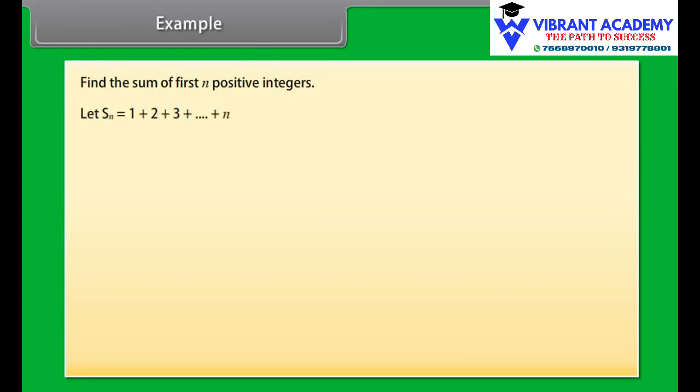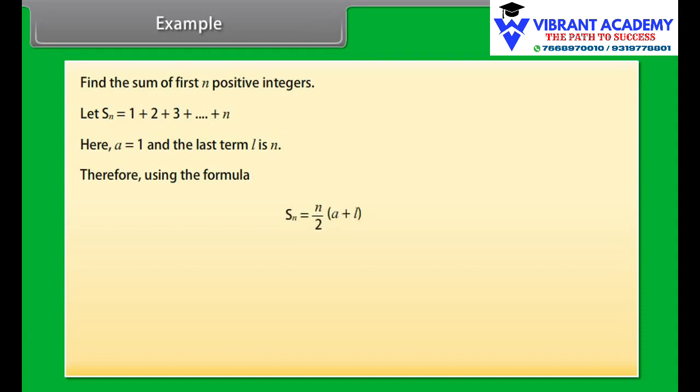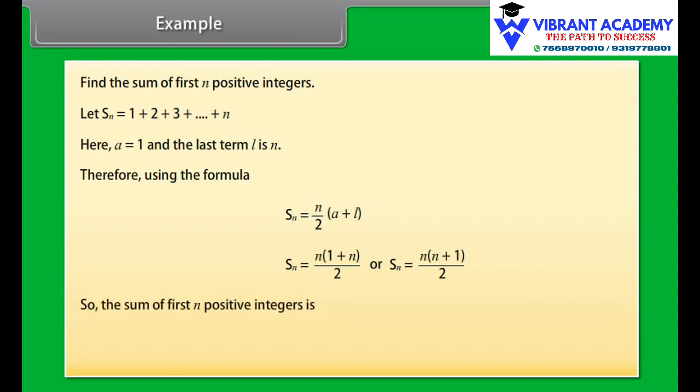Find the sum of first n positive integers. Let Sn be equal to 1 plus 2 plus 3 plus so on plus n. We can see that here a is equal to 1 and the last term l is n. Therefore, using the formula Sn is equal to n upon 2 into (a plus l), we get Sn is equal to n into (1 plus n) whole upon 2, or Sn is equal to n into (n plus 1) whole upon 2. So, the sum of first n positive integers is Sn is equal to n into (n plus 1) whole upon 2.